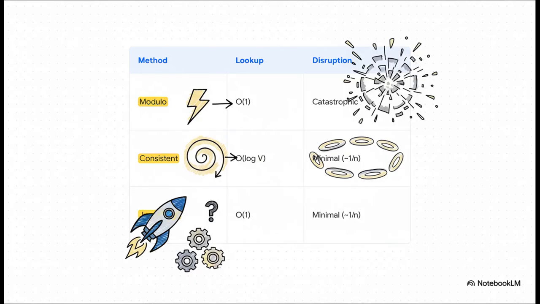So let's look at the trade-offs, right? That simple modulo method has what's called O(1), or constant time lookup. Basically, it's instant no matter how many servers you have. But the disruption is catastrophic. Consistent hashing is slightly slower, what we call O(log V), or logarithmic time. All that means is the lookup time grows very, very slowly as you add more virtual nodes because you have to search the ring. But in return, you get that minimal 1/n disruption. And there are even newer methods like Google's jump hash that manage to get the best of both worlds, though they come with their own different set of constraints.